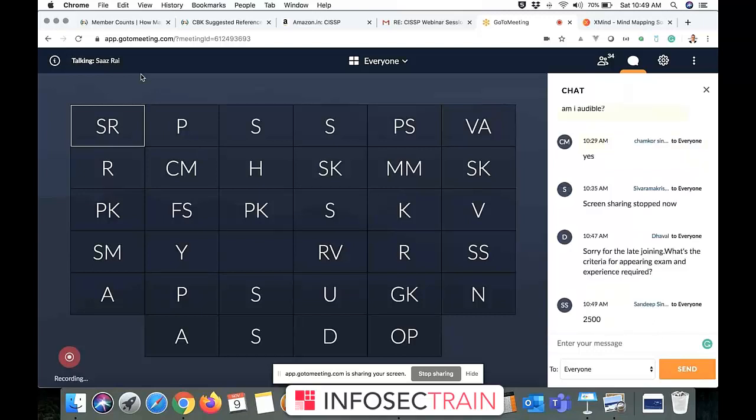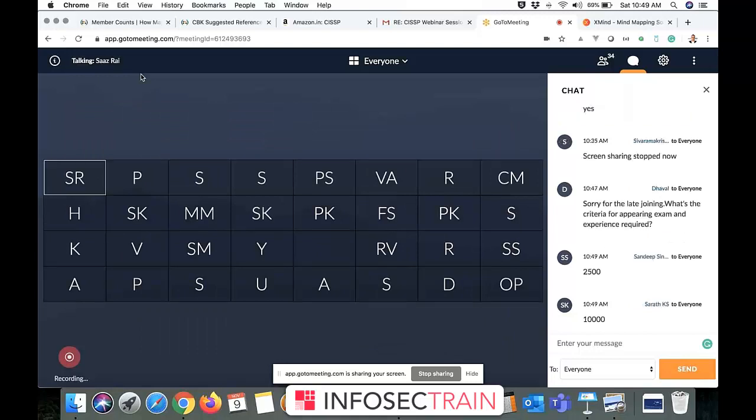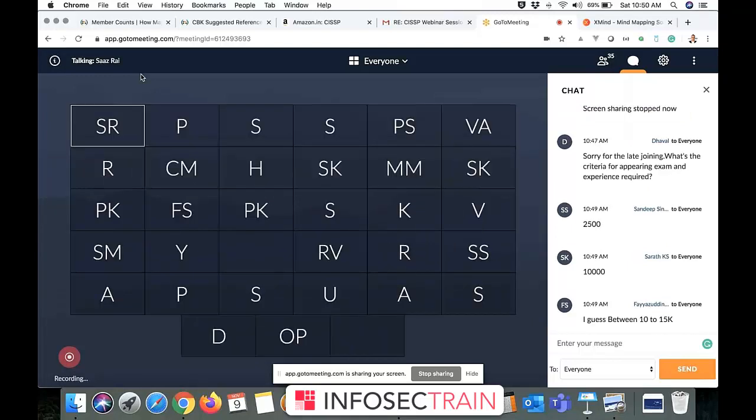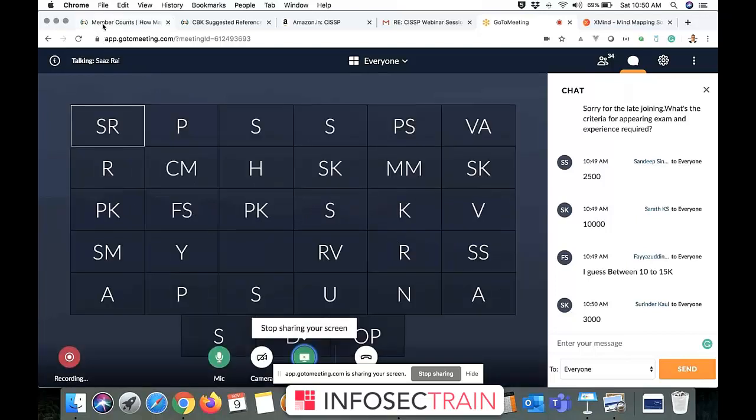2,500 says Sandeep. Okay. So that's way below 20,000. Anybody else? Let's have some fun. I mean, just guesswork, I suppose. You can use the chat window. 10,000 says Sarat, okay. Anywhere between 10,000 to 15,000. I would hope so. 3,000 says Surender. Okay, wonderful. I would hope so. At least we should have at least 10,000. I mean, India is supposed to be the brain, I guess, of the world.